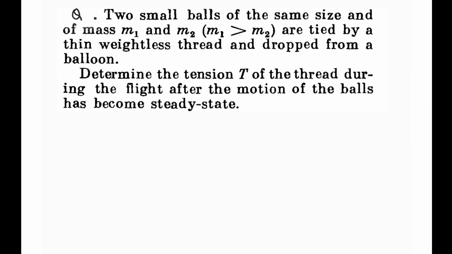So let's get started. The first thing that we are going to understand is that if we consider these two balls which are stated in the problem, so the problem is stating we have two balls of mass m1 and m2. So m1 is greater than m2, so I am drawing m1 here, m2 here, and they are connected by a weightless thread. Now the problem is stating we need to calculate the tension in the thread when it has attained steady state.